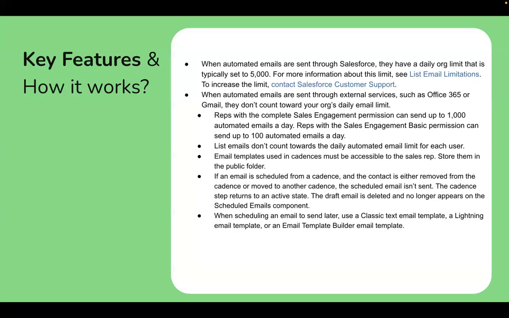And if an email is scheduled from a cadence and the contact is either removed from the cadence or moved to another cadence, then the scheduled email won't be sent. The cadence tab returns to active state. The draft email is deleted and no longer appears in the scheduled email component. So this is regarding the scheduling of email. If it is scheduled and we have removed the record from the cadence, then it won't send an email to the record. We will see this in the upcoming sessions when we are done with the cadences and with sending email via cadences. At that point in time, we will understand this topic.